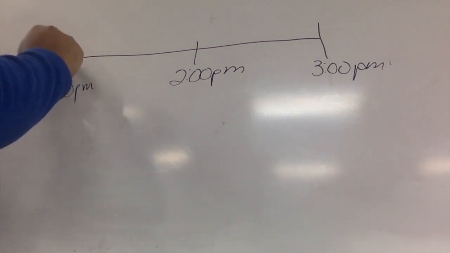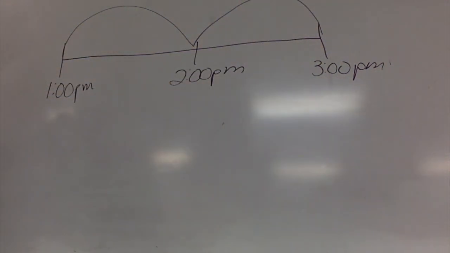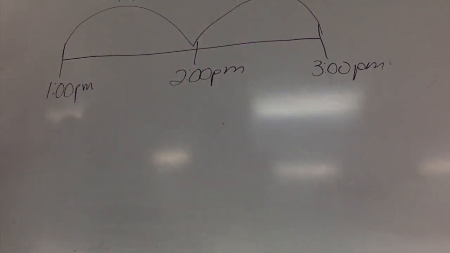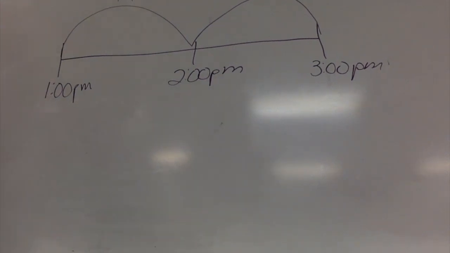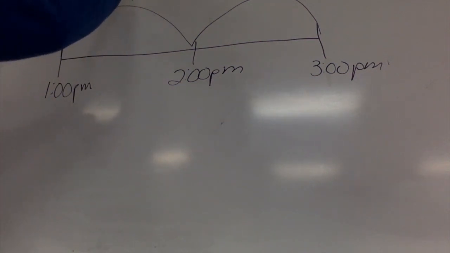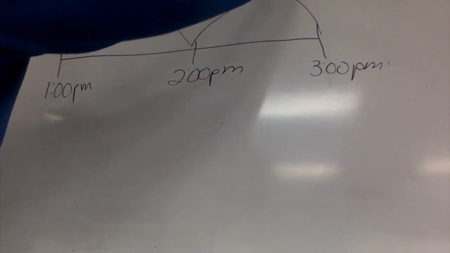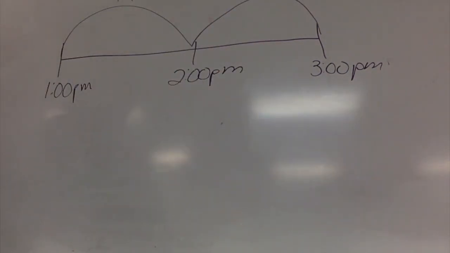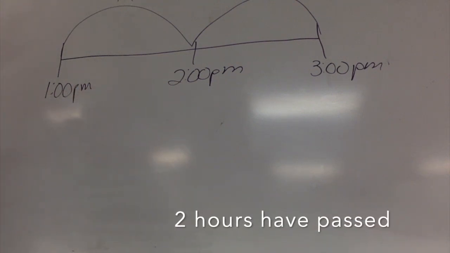Let's take a look. So we have 1 hour, 2 hours. So between here, there's 1 hour and 1 hour. So then finally, we have here 2 hours. Now the side boxes you'll fill in as 1 p.m. and then the end one will be 3 p.m. And under it, where it says elapsed time, I would like to see 2 hours have passed.